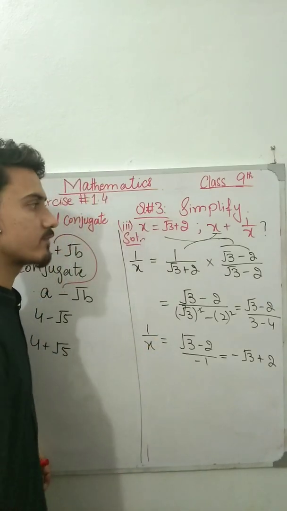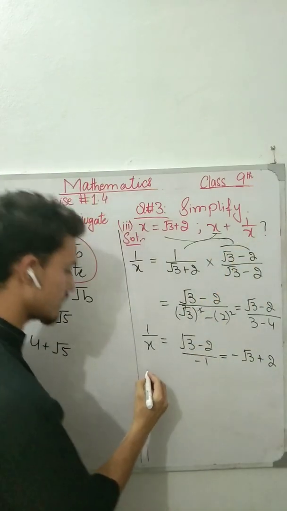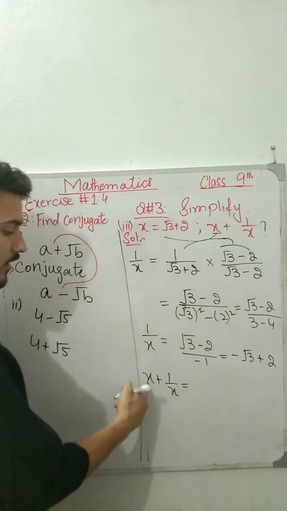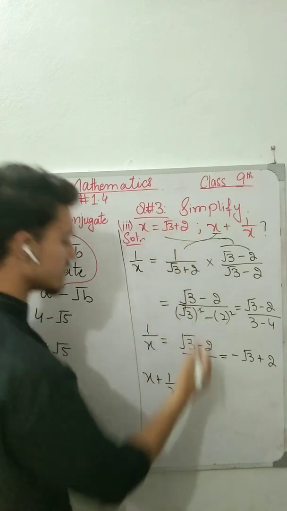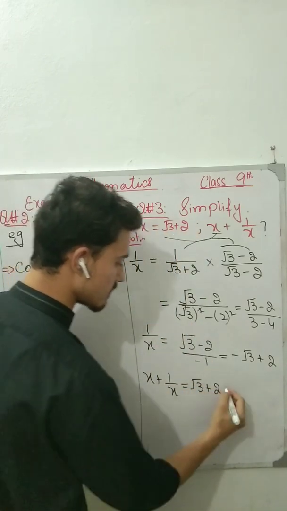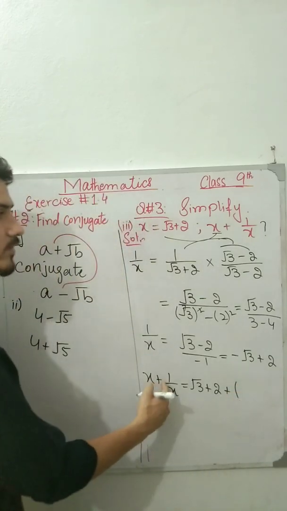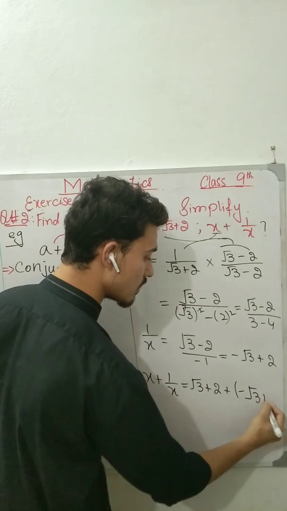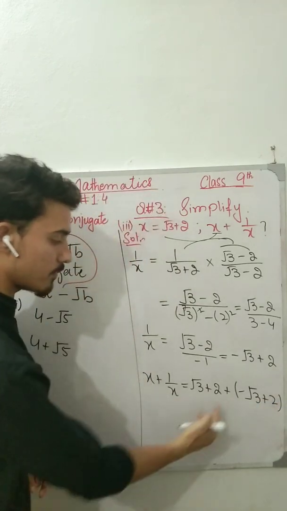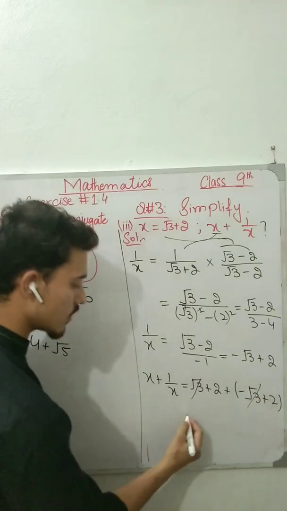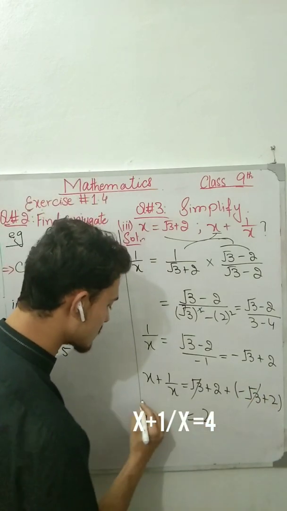What do we need to find? We need to find x plus 1 over x. Just put the values. The value of x I have is square root 3 plus 2, plus the value of 1 over x, minus square root 3 plus 2. It's a positive sign outside. Let's open it. Positive will be negative, cancel out. 2 plus 2 is equal to 4. That's what I found.